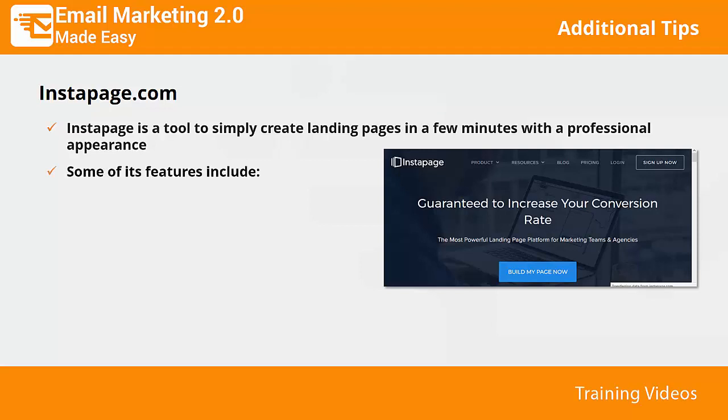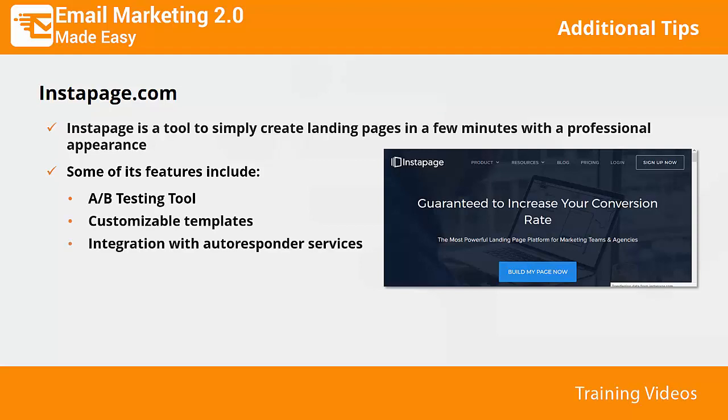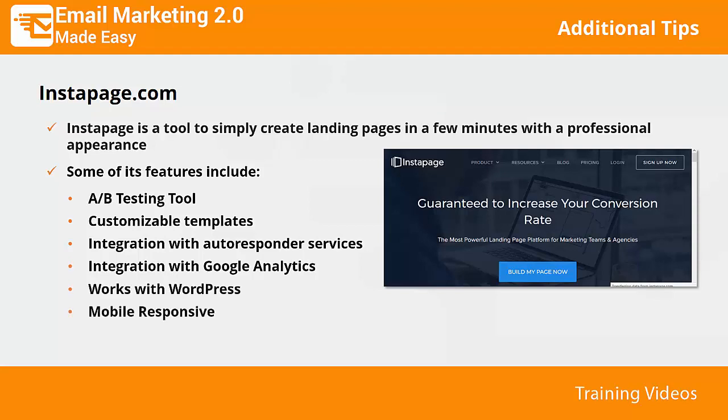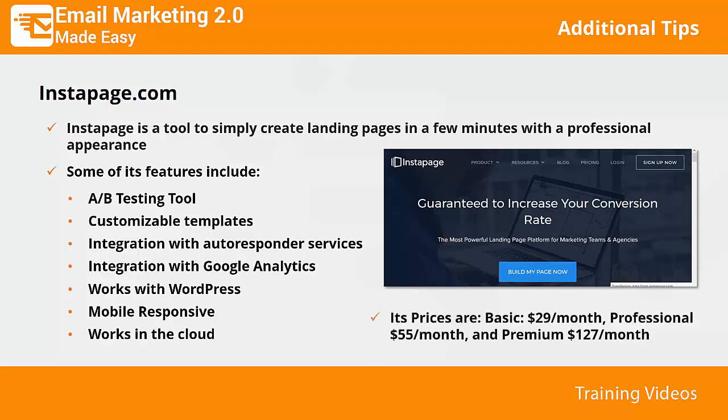Some of its features include A/B testing tool, customizable templates, integration with autoresponder services, integration with Google Analytics, works with WordPress, mobile responsive, and works in the cloud. Its prices are basic $29 a month, professional $55 a month, and premium $127 a month.